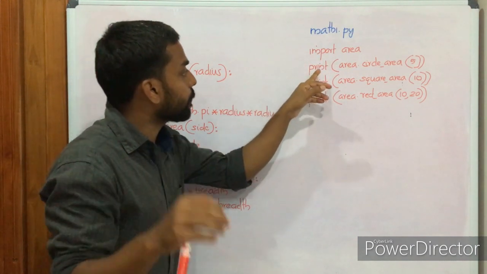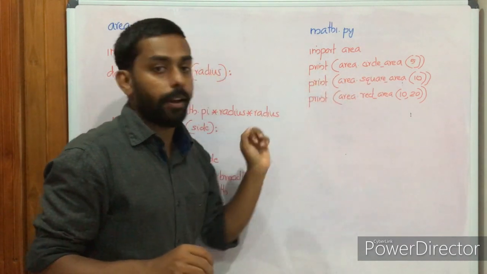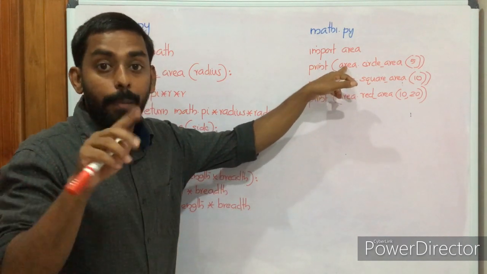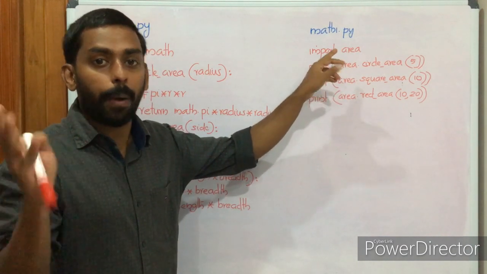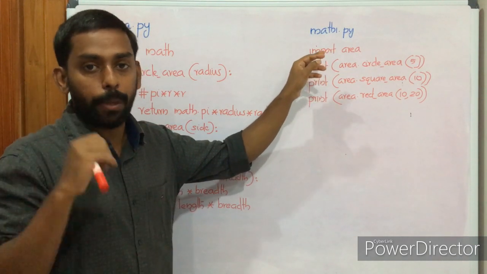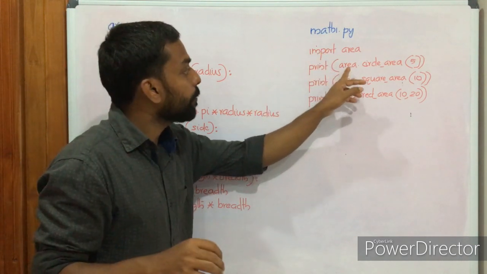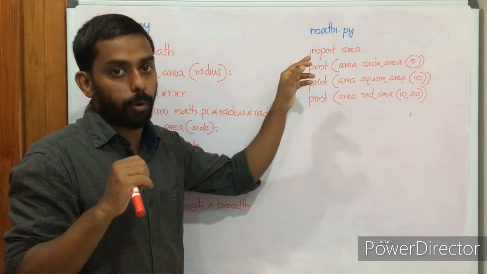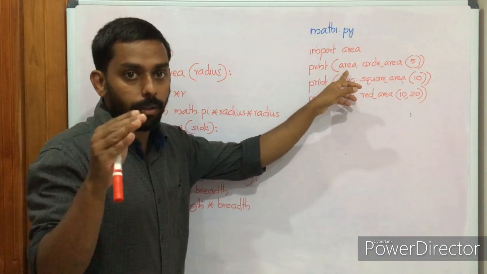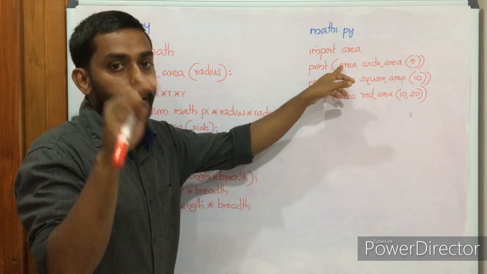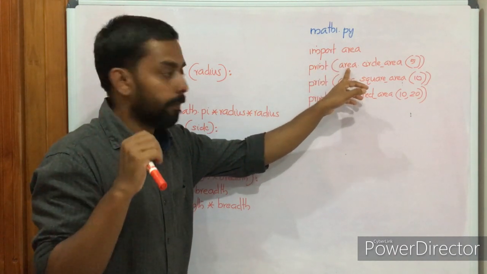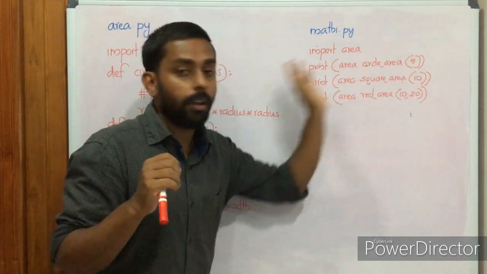You can see this: print area.circle_area. What is it? area.circle_area is just like math.sqrt, math.pow. The same way here, except math is a built-in module and area is a user defined module. So it's called dot notation. For accessing a function available in a module, we use dot notation. First we use the module name, that is area, then area.circle_area(5).